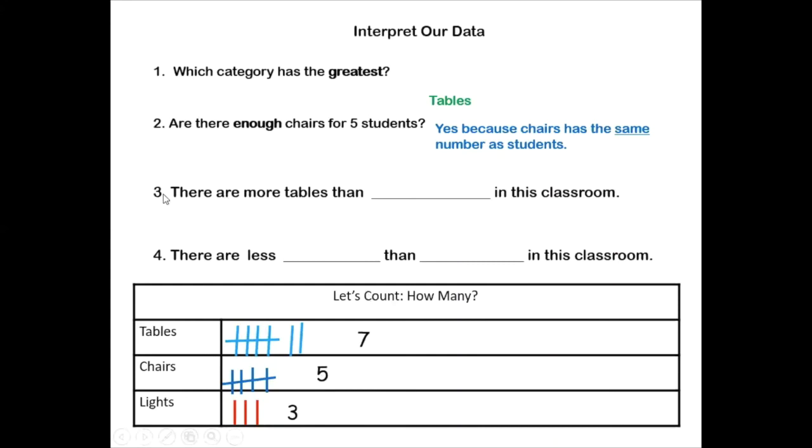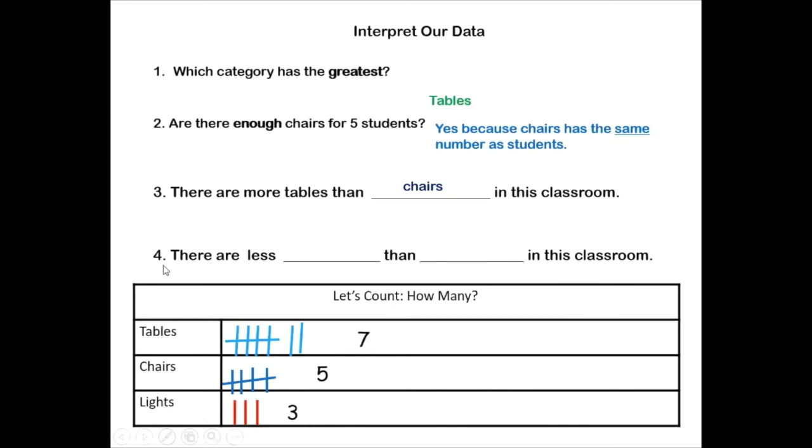Number 3. There are more tables than chairs in our classroom. Or we could say there are more tables than lights in our classroom.